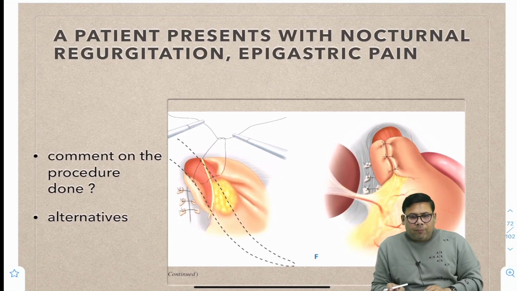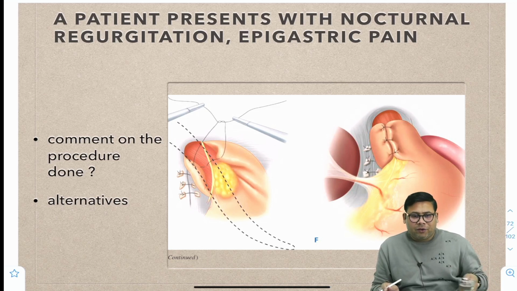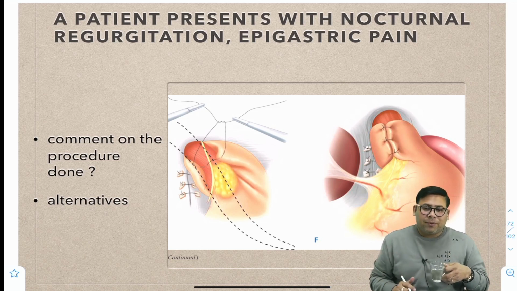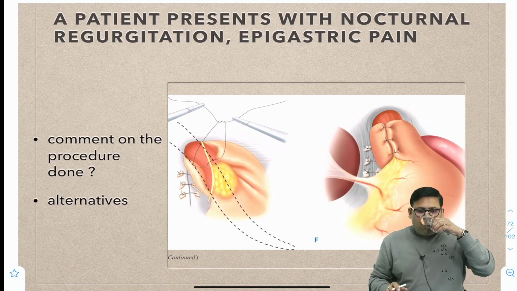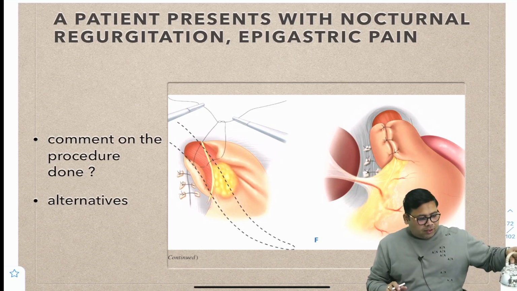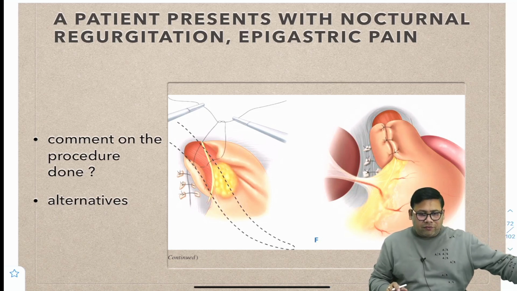So a patient presents to you with nocturnal regurgitation, epigastric pain. The following surgery has been done. I hope you are enjoying, the hemorrhoids are clear to everyone. I want the students to comment in the comment section below, what kind of surgery is this?